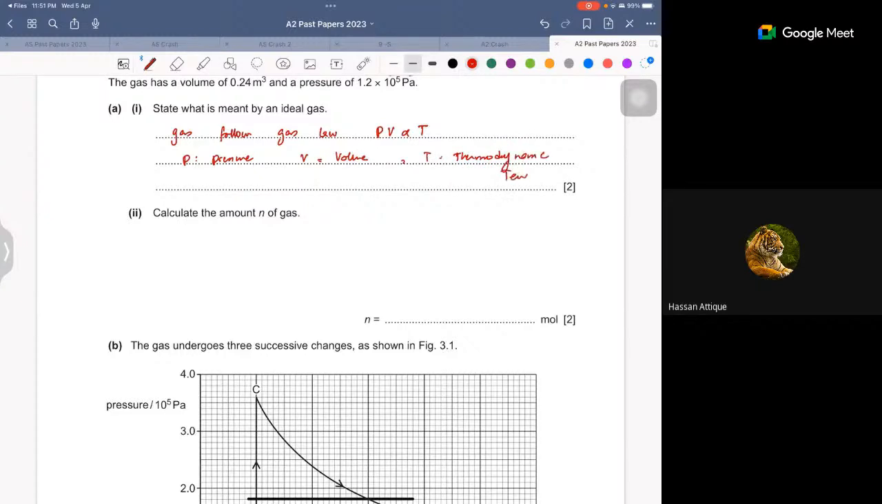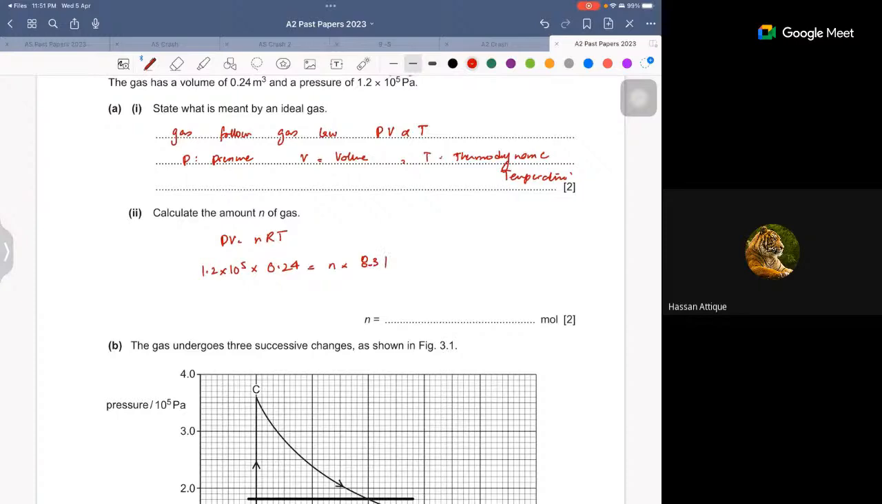Okay, you can also write temperature in Kelvin. You can get away with that. That's fine. Anyway, so you want to find moles, and the best equation for that would be nRT. You've got the pressure, 1.2 times 10 raised to 5. Luckily, our volume is also in meter cube. And this is 8.31, by the way.